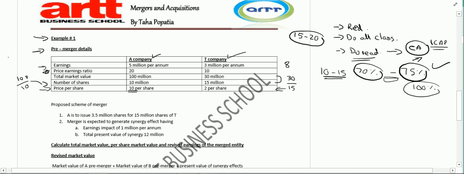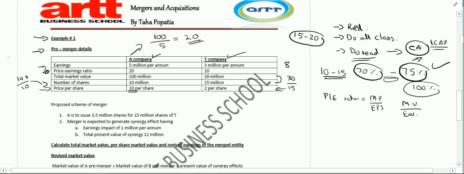Likewise, the PE ratio is actually the market price per share divided by earnings per share, or the market value of the entire company divided by the earnings of the entire company. Therefore, even if the price earning ratio was not given, we can compute it. For example, for A, the market value of all the shares was 100 divided by the earnings of the entire company, which is 5, giving us the PE ratio of 20.